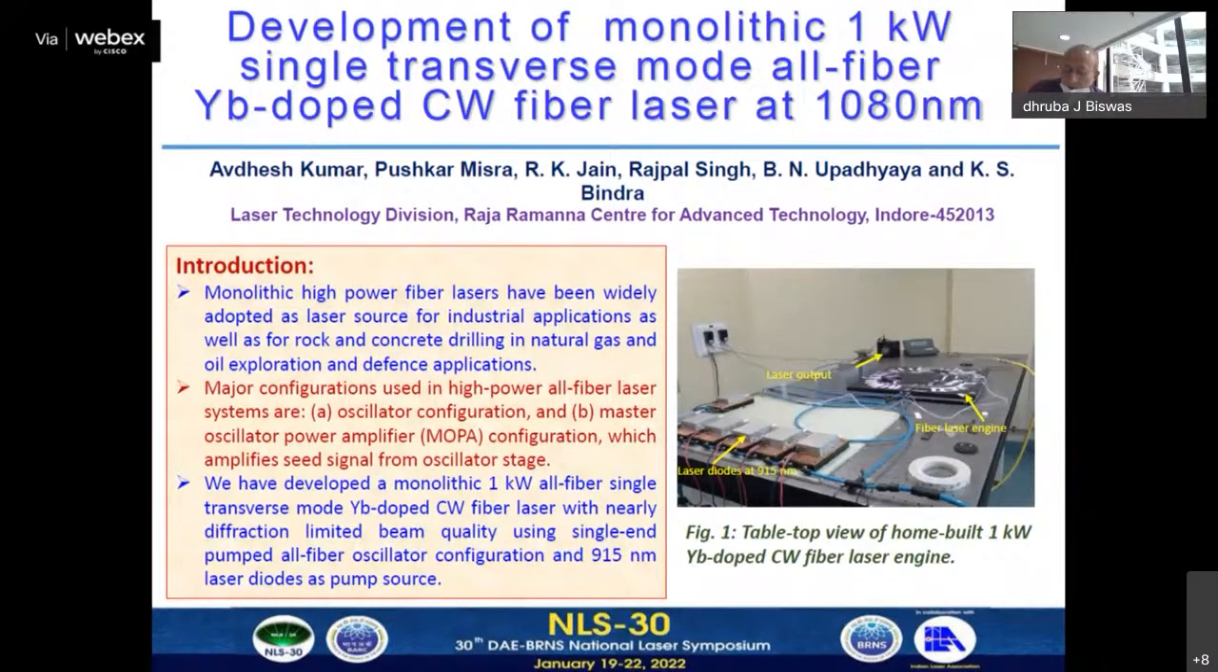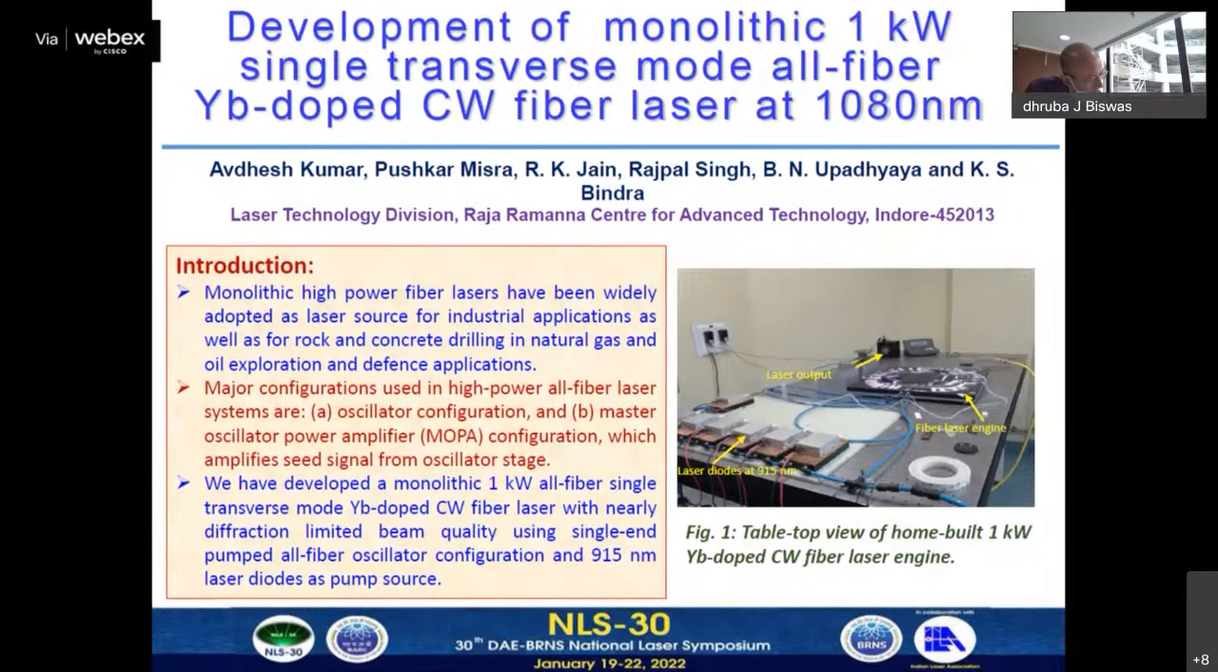Yeah, please start. Okay. So good afternoon, everyone. In this piece of work, we report on the development of a monolithic 1 kilowatt single transverse mode all fiber Yb CW fiber laser, that is ytterbium doped CW fiber laser at 1080 nanometer. Worldwide, monolithic high power fiber lasers are widely adopted as a laser source for industrial application as well as for rock and concrete drilling in natural gas and oil exploration and also in defense applications.